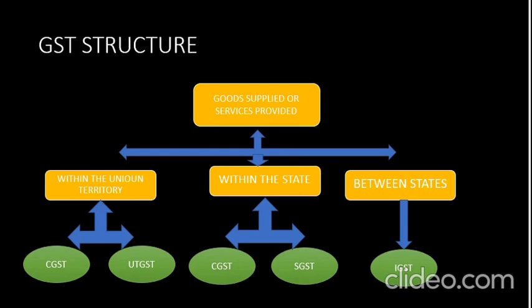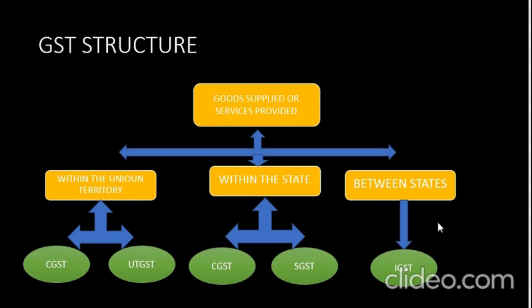So the example given for this is intrastate sales, that is from within Bengaluru to Mysuru. Bengaluru and Mysuru are places which lie within the state, that is Karnataka. So it is known as intrastate supply, where CGST plus SGST will be charged.